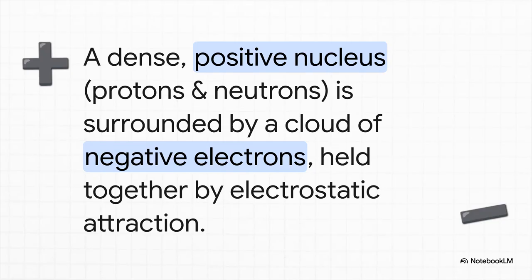And this paints the perfect picture of an atom's layout. You have this incredibly dense, positively charged nucleus made of those heavy protons and neutrons. And then, buzzing all around it, you have this cloud of those super lightweight negative electrons. So what keeps them from just zipping off into space? It's that classic rule, opposites attract. The positive nucleus holds on to the negative electrons with a powerful electrostatic force.